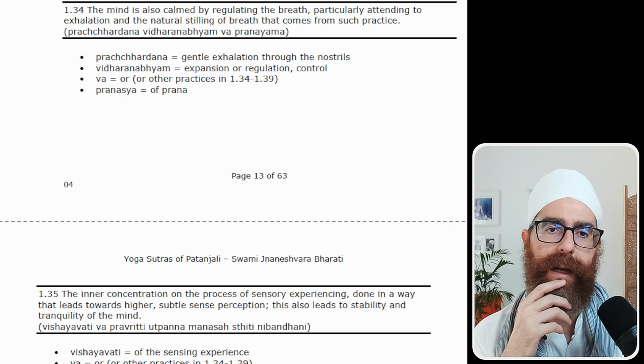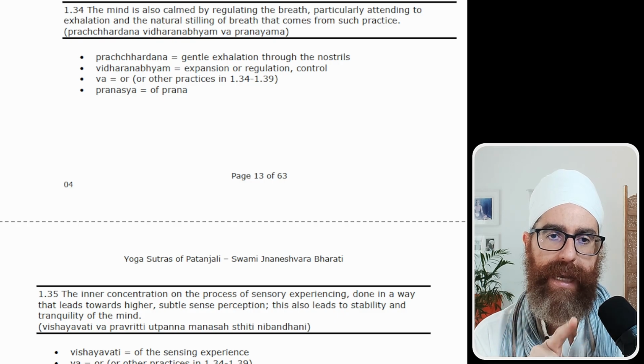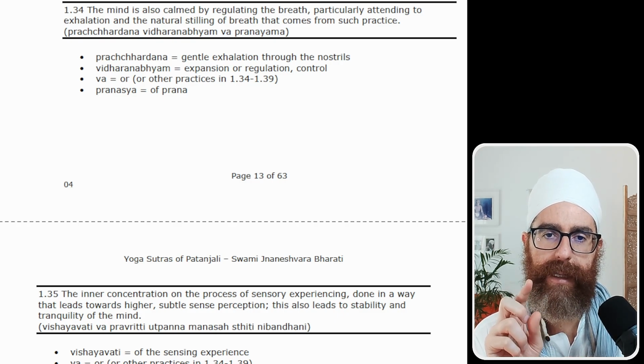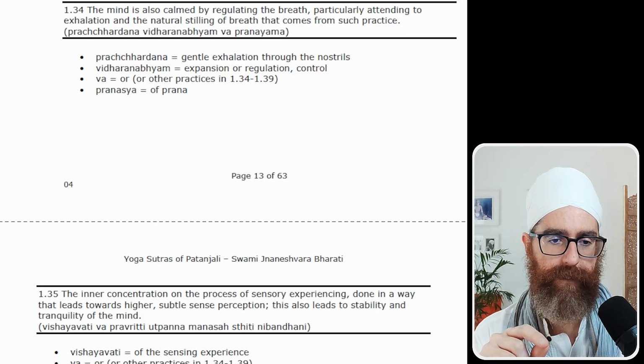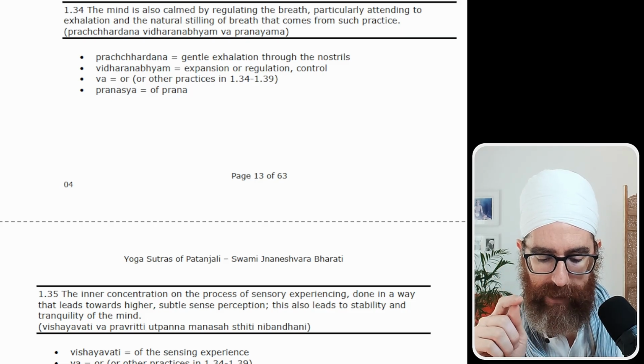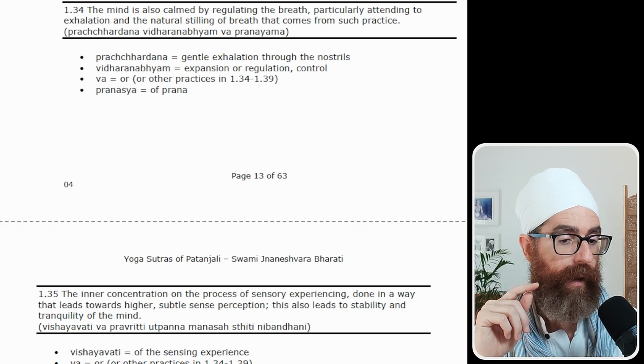Now the mind is also calmed by regulating the breath, particularly attending to exhalation and the natural stilling of breath that comes from such practice. So he's telling us, exhale and hold without air. What does that tell us? Well, exhale and hold without air, that is the practice of letting go.